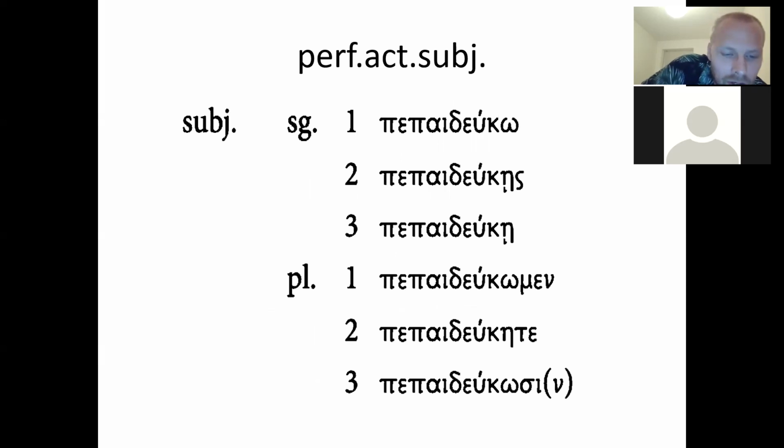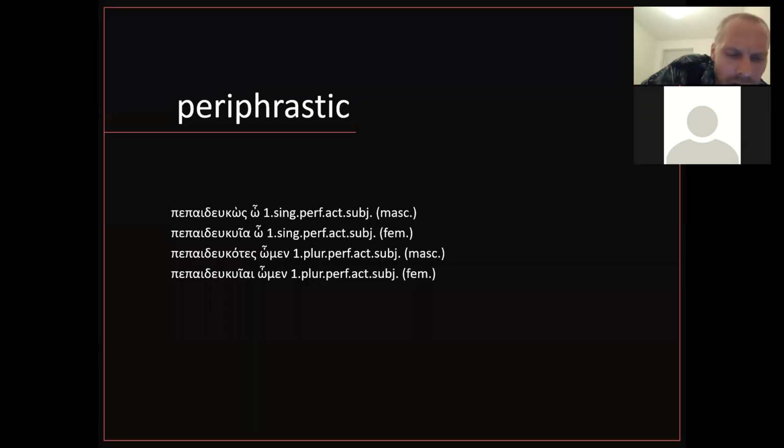So we may note here that we have again the usual subjunctive endings, which are the same also in the present and the aorist. However, the proper perfect subjunctive forms are not very common. Instead, a so-called periphrastic or circumlocutory perfect subjunctive is usually used, which is a combination of a perfect participle and a subjunctive form of the verb eimi, I am.